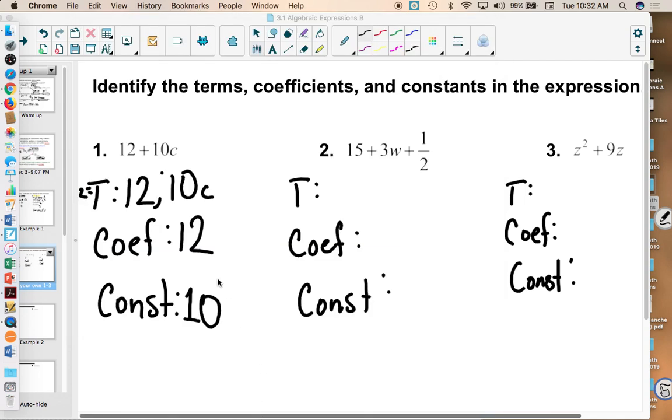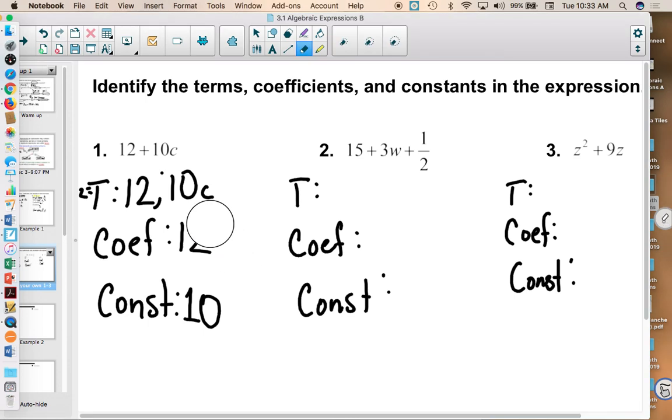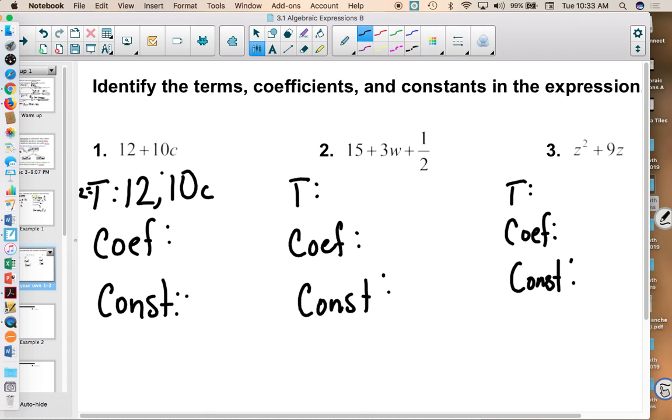There we go. Okay, the coefficient is the number that's attached to the variable. So is 12 attached to your variable? So you need to fix that, otherwise you got it. Okay, go ahead. Good job. Good job, kiddo.